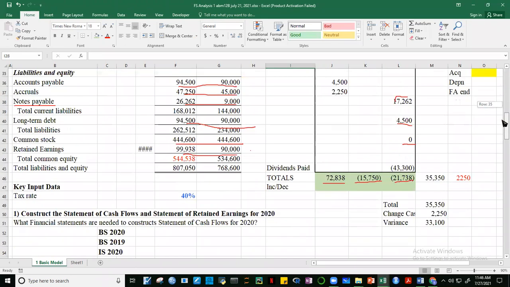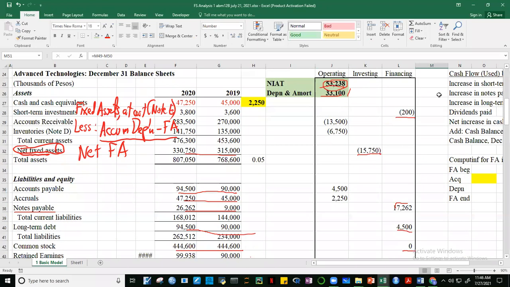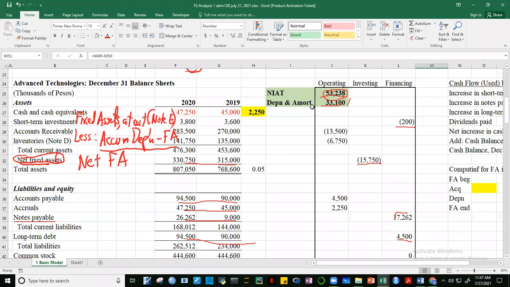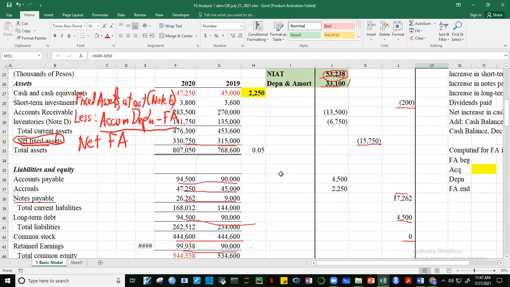So where does our remaining error of 33,100 come from? It may be a coincidence that it equals the depreciation and amortization of 33,100, but again, this is correct already. We add it back. So the error should have come from another source. The error came from here, net fixed assets. That's where our error comes from.